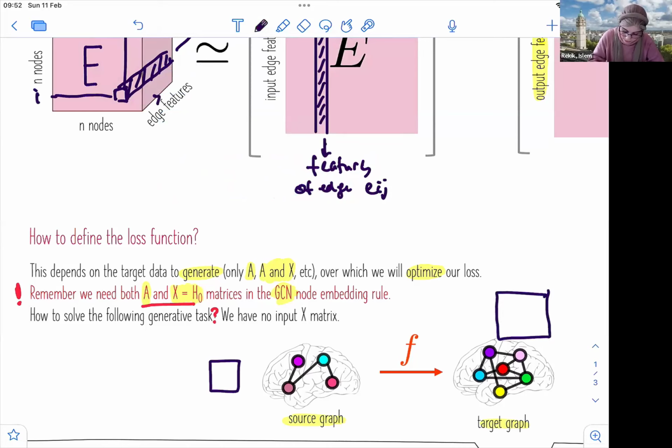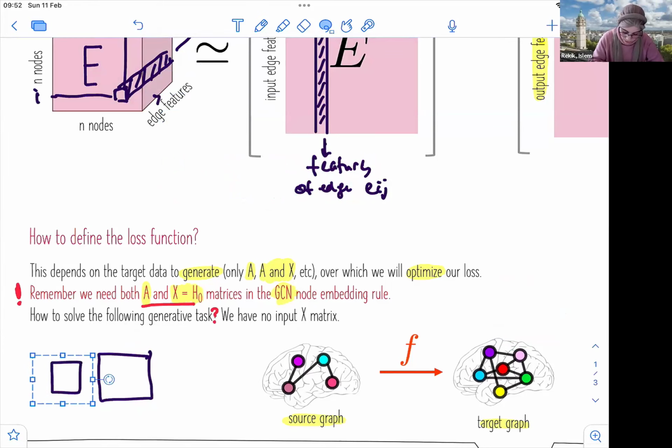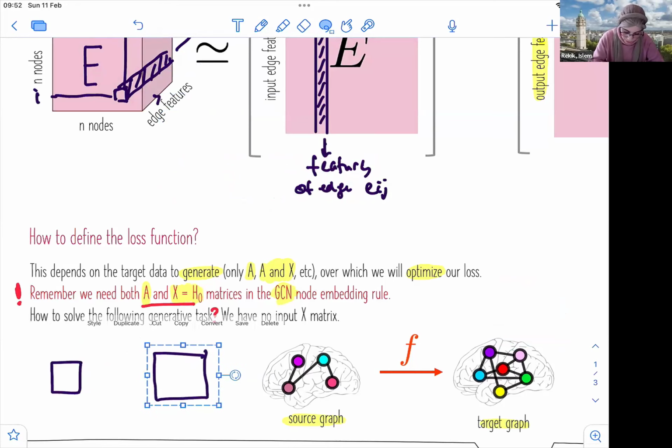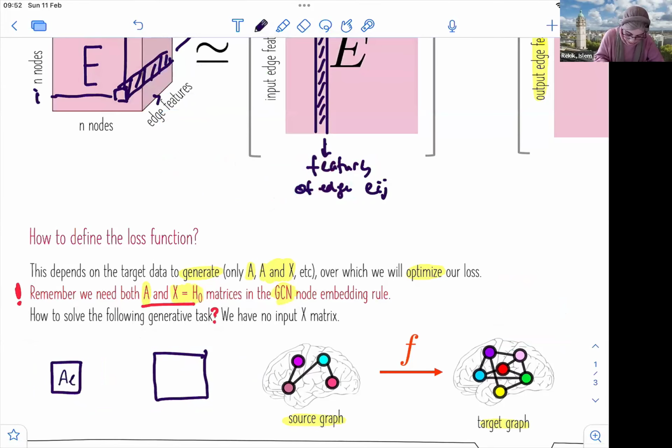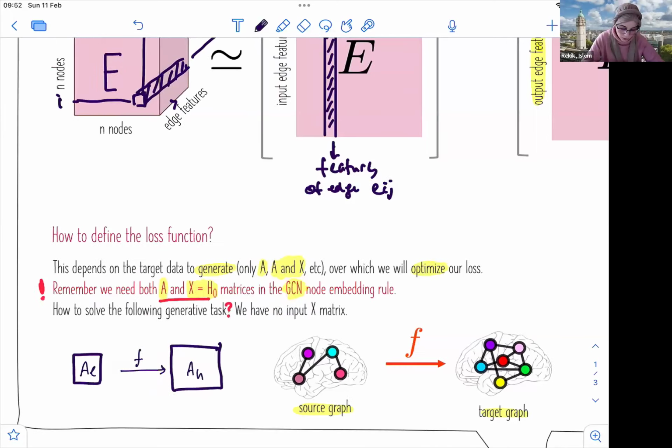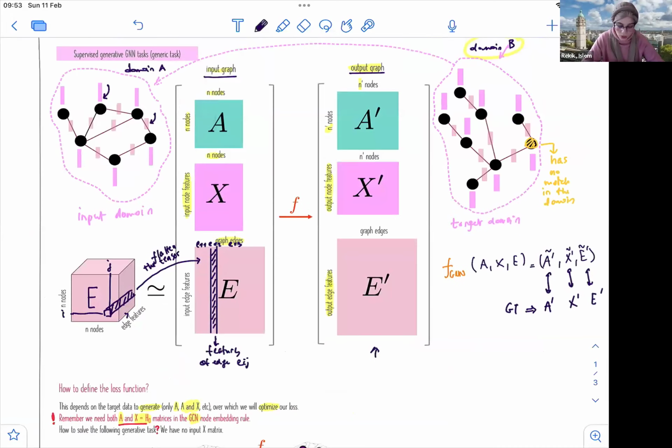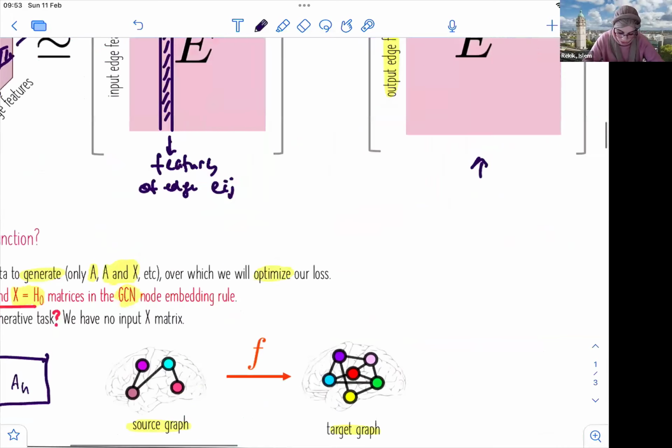We want to map the small matrix onto the bigger one, so we want to predict these values. Let's call this the low resolution graph, A_L, for example, and this is the high resolution graph, and we want to learn this mapping. We don't have any features. We only have the A's. So now, how can we do that?